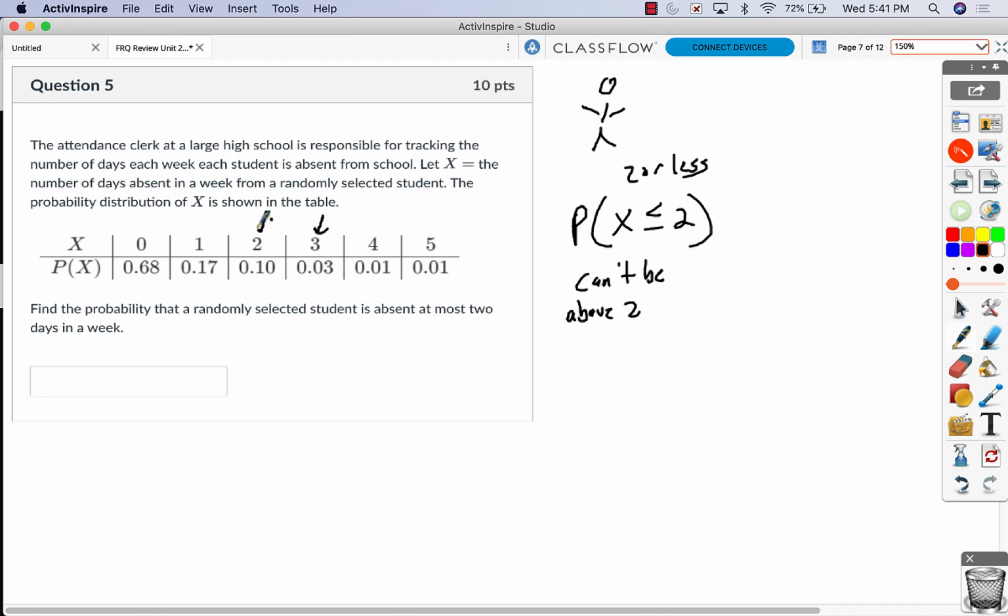Okay. Does this person have 2 or less absences? Yes. Does this person have 2 or less absences? Yes. Does this person have 2 or less absences? Yes. You literally just add those 3 numbers. That's all you have to do. Actually, a lot of people miss this question, which is a little surprising. Maybe it was the way that it was asked. I'm not really sure. But you just add these 3 things up and you get 0.95.